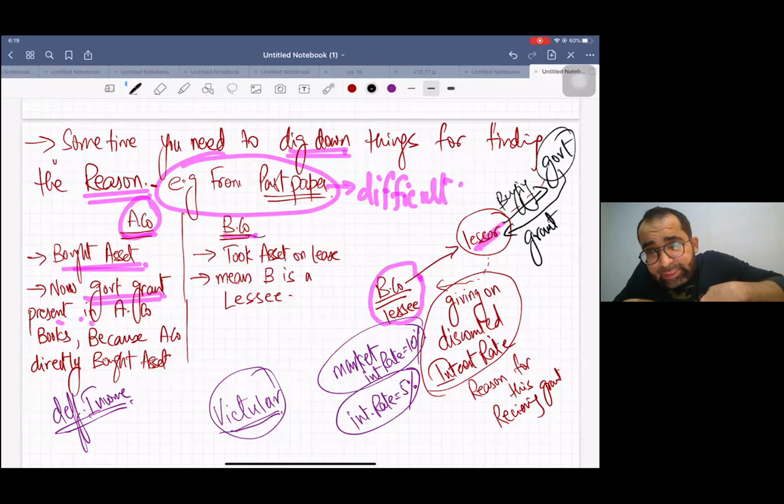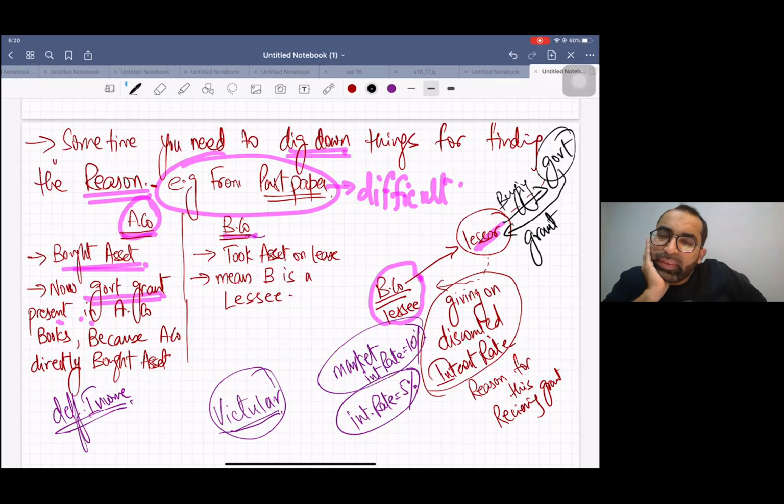And because of us, because of B company, the lessor has got this grant. So that's why the lessor is transferring some benefit of the grant to us in the form of a reduced interest rate. This may be the reason for this reduced interest rate. Did you understand? Boys and girls, please, this was a technical point, a very technical point.